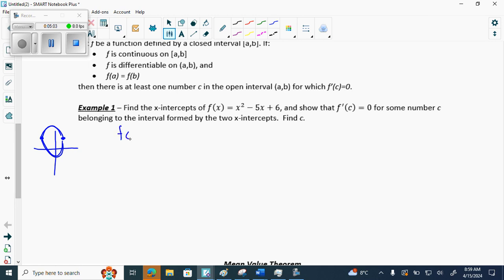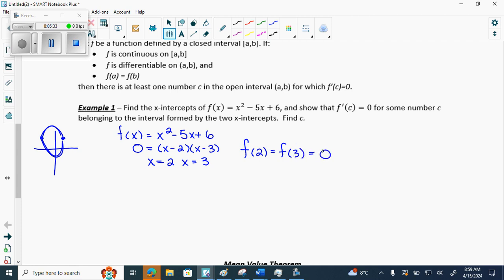So I'm going to say f of x equals x squared minus 5x plus 6. Then I have 0 equals x minus 2, x minus 3. And then x equals 2 and x equals 3. So I need to have an f of a equals f of b, correct? So I'm going to have f of 2 equals f of 3 equals 0. Prove that they are the same value. Do we agree? Yes.